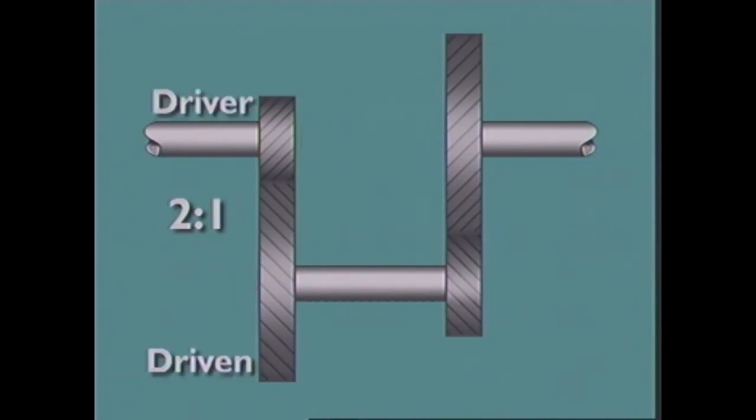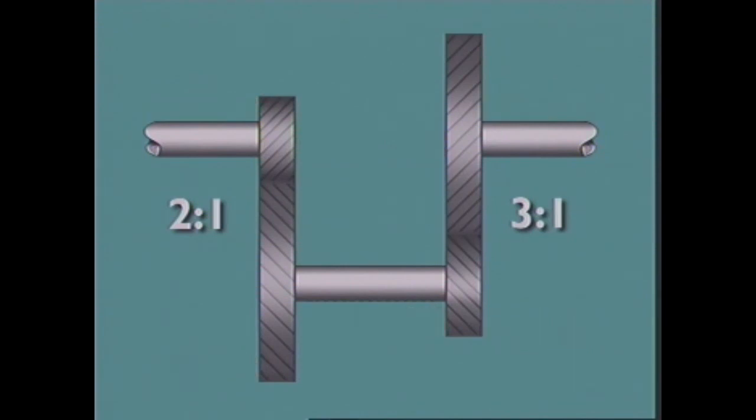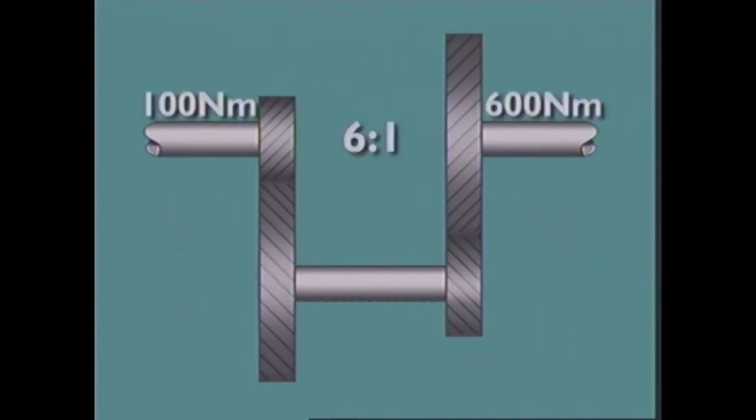This ratio of driven over driver at the input, 2:1, is then multiplied by the output ratio, which has a driven to driver ratio of 3:1. This gives a gear ratio of 6:1 between the input and the output, resulting in a speed reduction and a corresponding increase in torque.